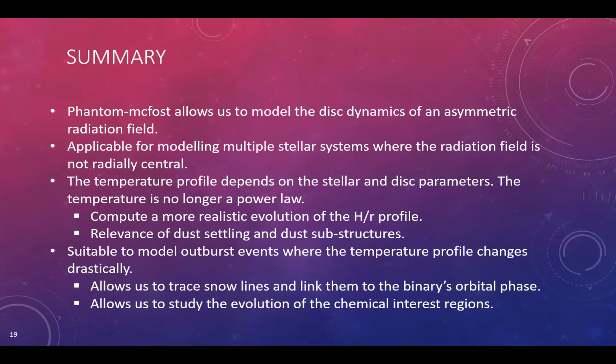I think we are on time, but with this kind of implementation, we can model a 3D highly asymmetric radiation field in order to compute the temperature map, and you compute the corresponding dynamical behavior. It's useful to trace some chemical behaviors like the snowline changes, and now your temperature is no more a power law. So it's more realistic, but it's not enough because we are assuming local thermal equilibrium.